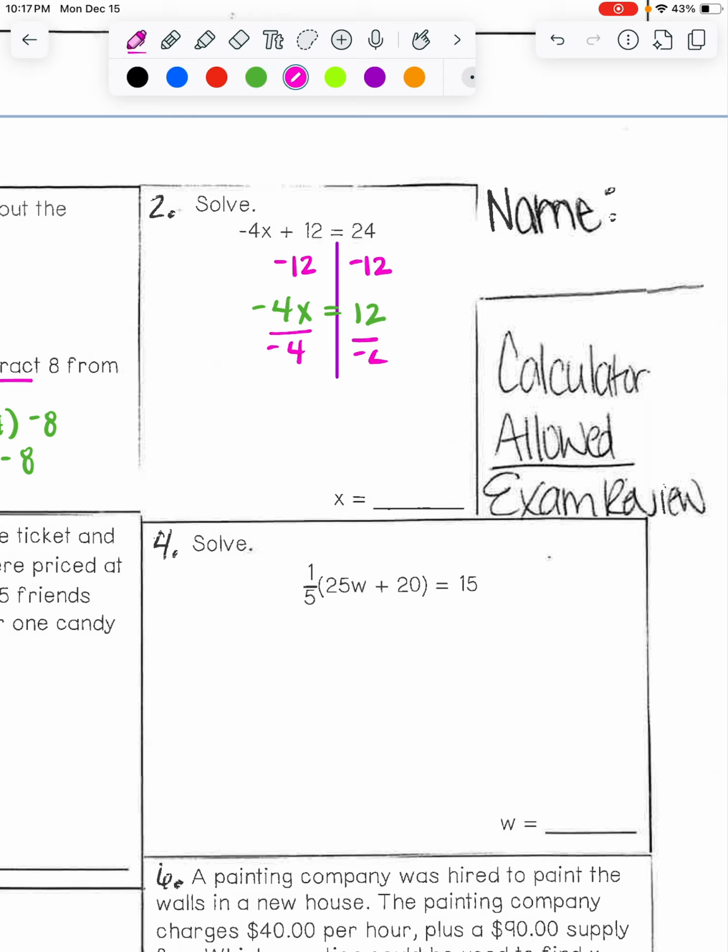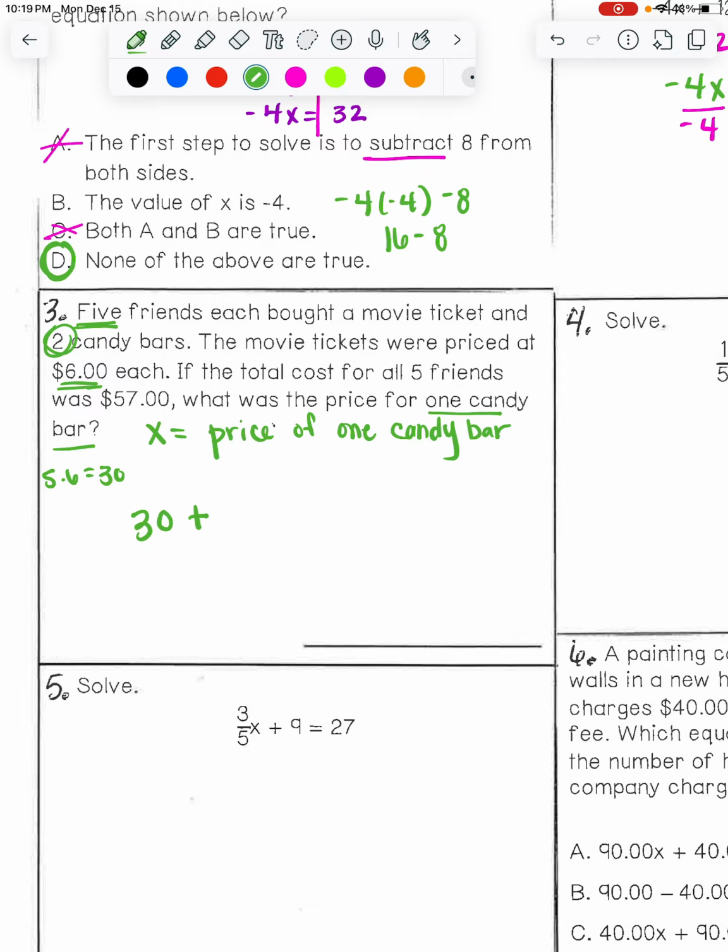And each friend bought 2 candy bars. Okay, so think about that. If 5 friends and they each bought 2 candy bars, that means there were 10 candy bars bought. But I don't know how much they are, so I don't know what to multiply that by. That is where our X comes in. And I know the total, meaning I'm going to add them together, is $57. So one way I could solve that, of course, is by writing an equation like I just did and solving it.